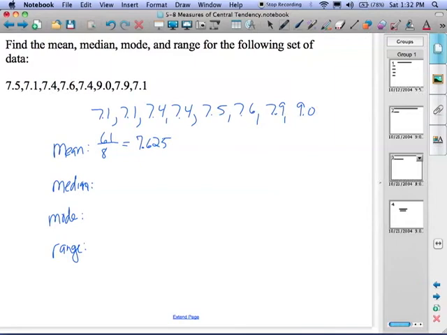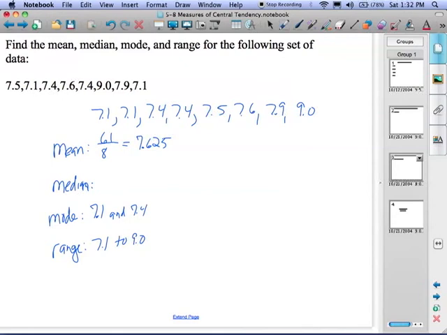All right, moving to the range, because now once I've done that math, I just have to look at my list of numbers in order from least to greatest and gather some information. Range is 7.1 to 9.0. The mode, are there any values that occur most frequently? There are, 7.1 and 7.4.